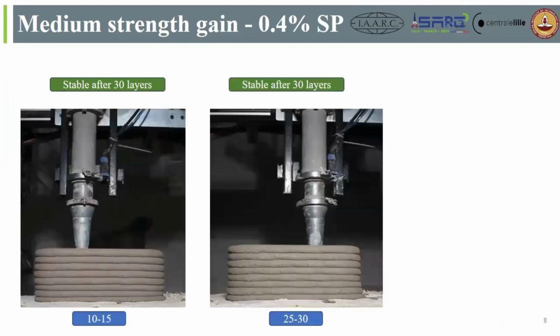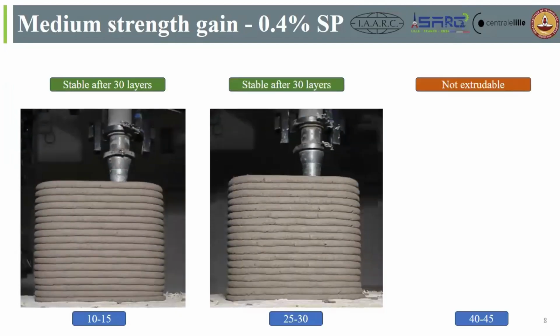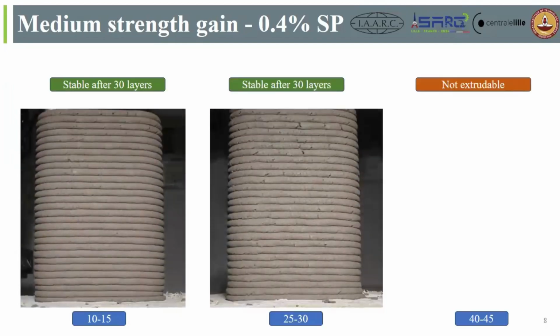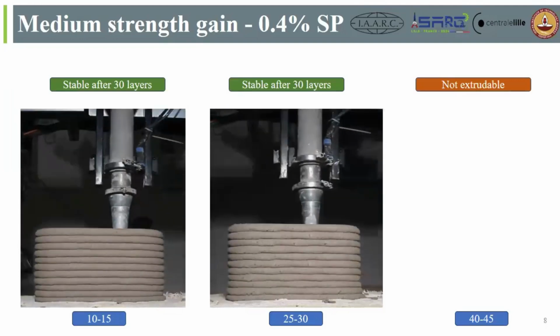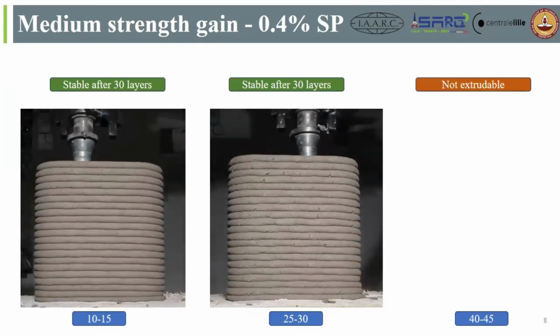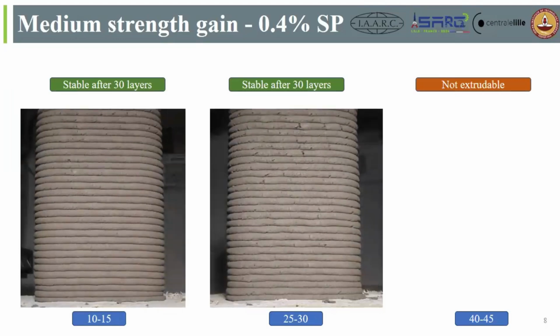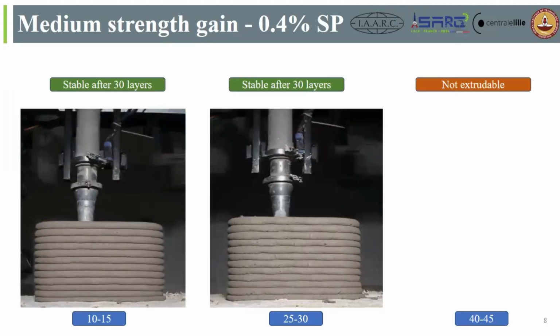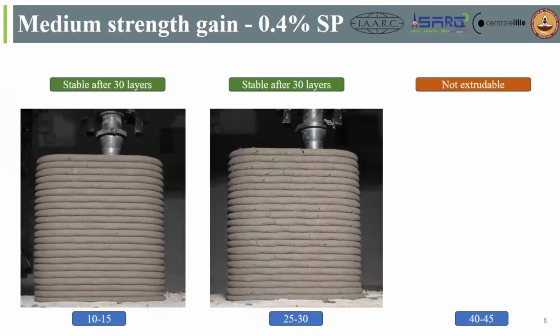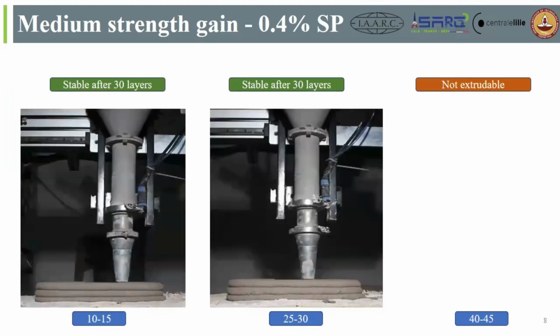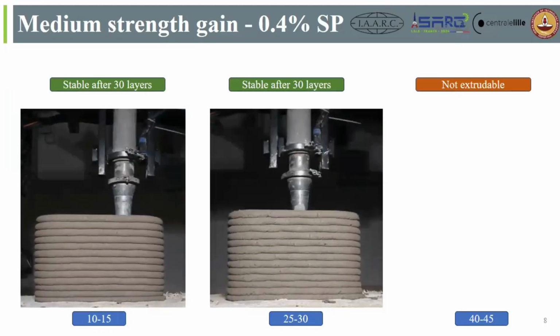Similarly, this is for medium workability, medium strength gain. In terms of medium strength gain, we are getting good quality, stable elements at 10 minutes and at 25 minutes. But at 40 to 45 minutes, the hydration of concrete comes into play. The concrete becomes more coarse and it cannot be extruded through the nozzle at all.